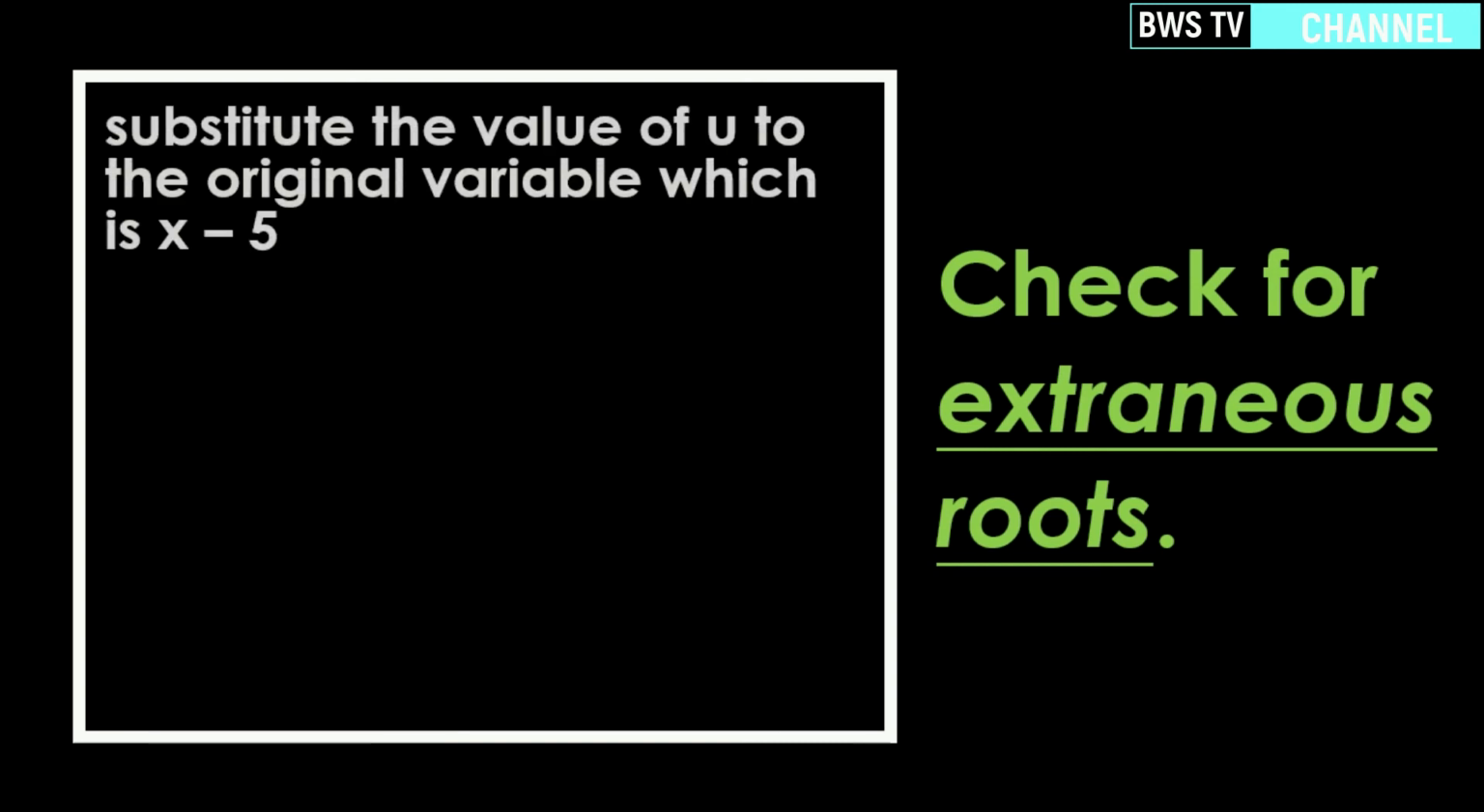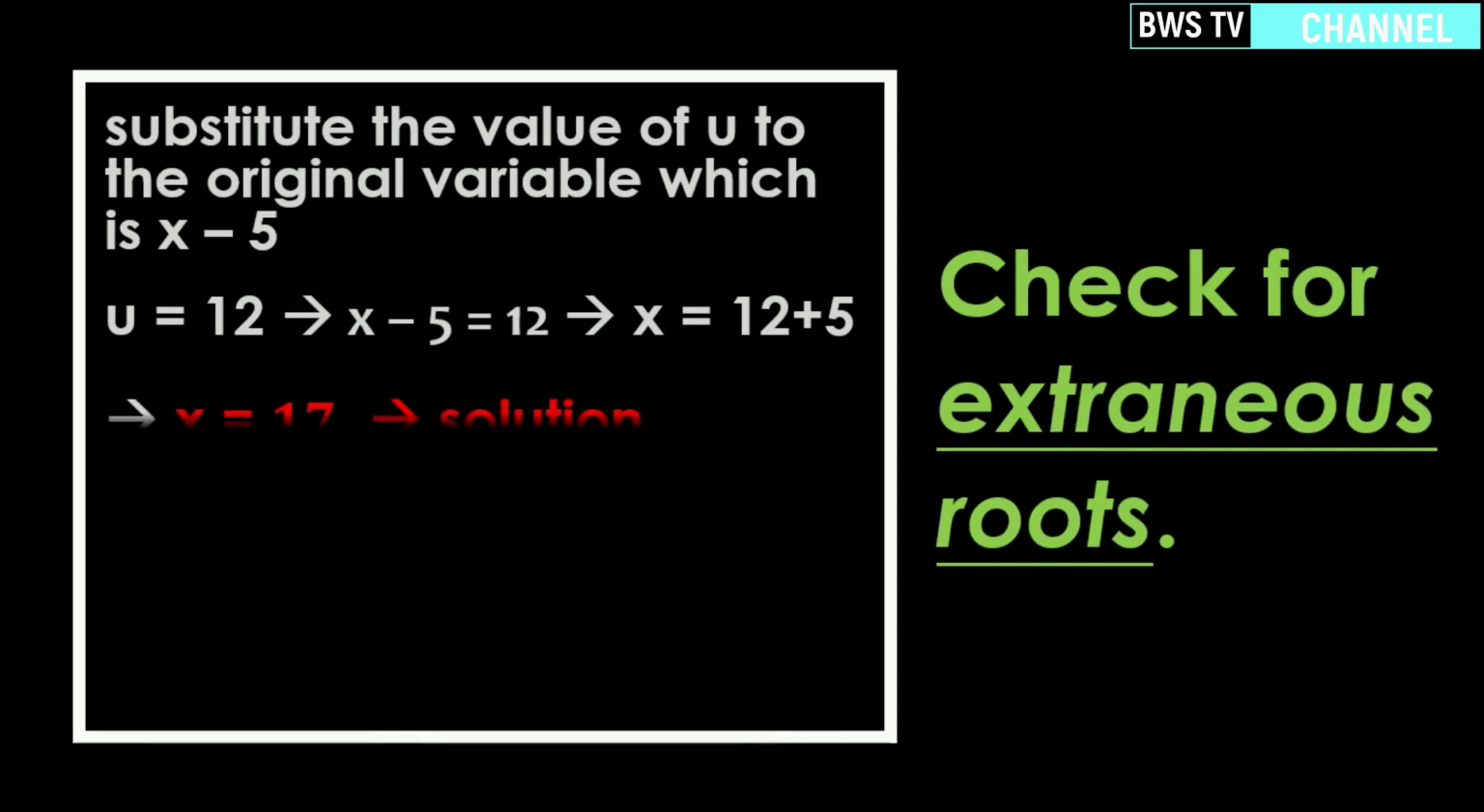So, we substitute the value of u to the original variable, which is x minus 5. So, u is equal to 12, then change u into x minus 5. So, x minus 5 is equal to 12. And then transpose 5. So, that will be x is equal to 12 plus 5. And then the value of x is equal to 17. And when you substitute 17 again, it's a solution.